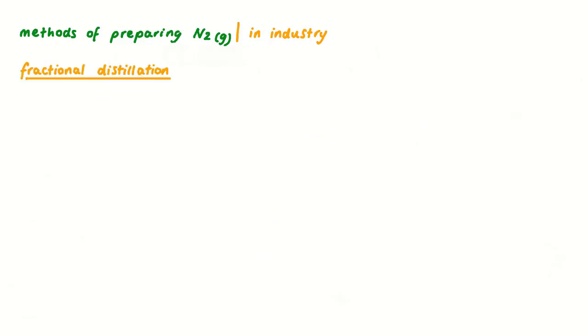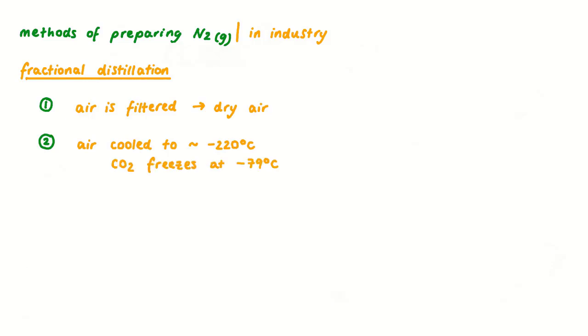In industry, one of the key methods to prepare nitrogen involves fractional distillation. During this process, air is passed through filters that remove dust and water vapor. The filtered air is then cooled to approximately -220 degrees C. The CO2 can be removed at this stage as it freezes at -79 degrees C.